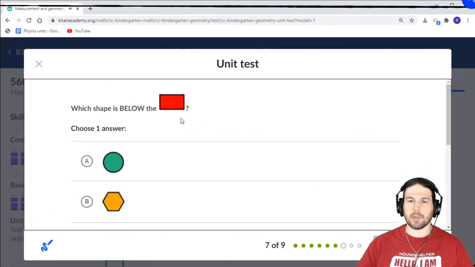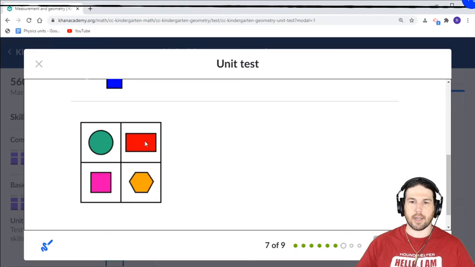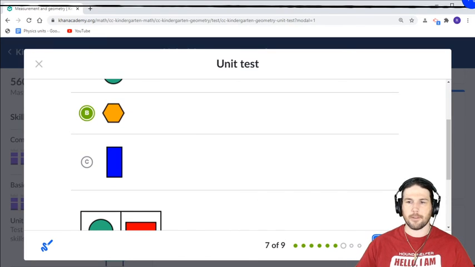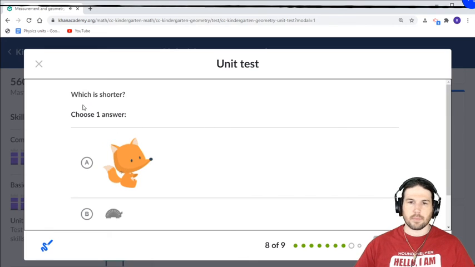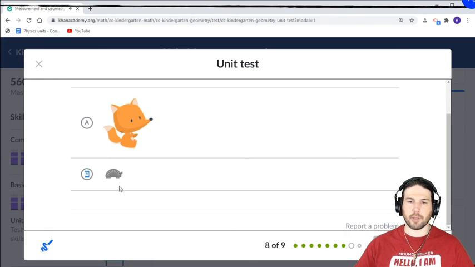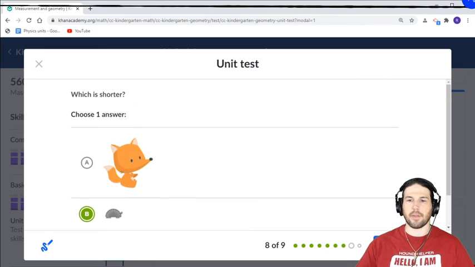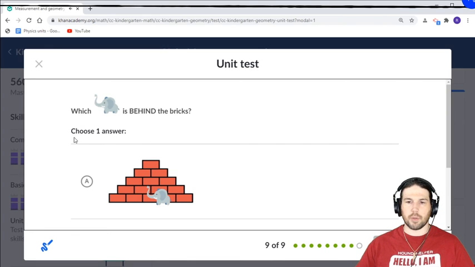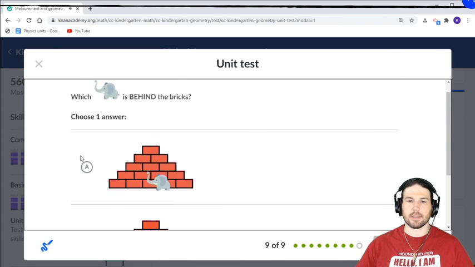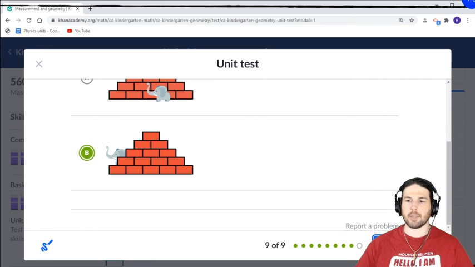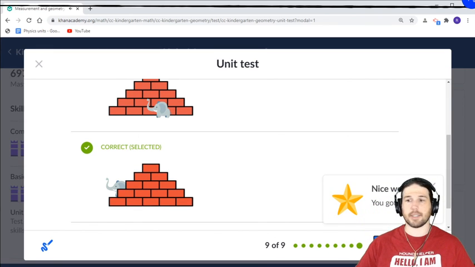Which shape is below the red rectangle? I see an orange. That looks like a hexagon to me. Which one is shorter? The roly-poly bug is shorter than the fox. Which one is behind the bricks? Ah, this is the elephant that is behind the bricks. And that's the unit test.